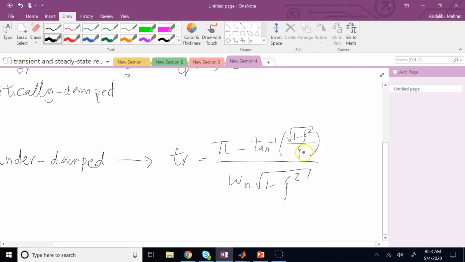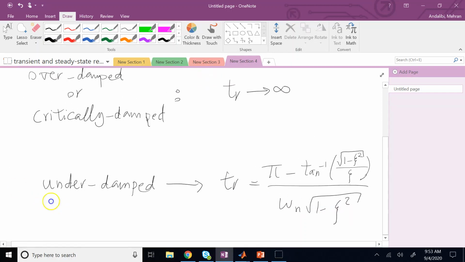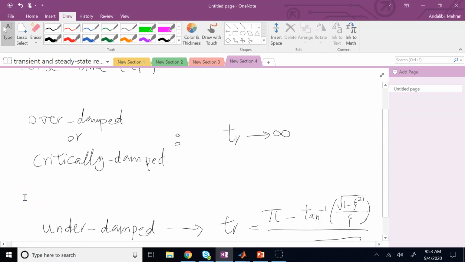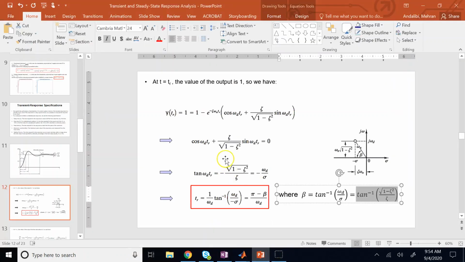As clearly you see, it is a function of both natural frequency and damping ratio. So when this is specified, it gives you an equation between what? Omega n and zeta if they are unknown. The rise time is a function of both of these parameters, zeta and omega n. But again, for overdamped or critically damped, it is practically infinite. So just keep that in mind. Okay, so that is one of the important parameters.